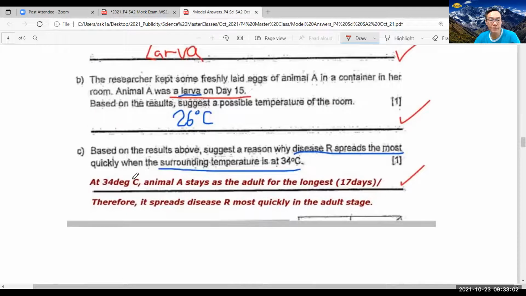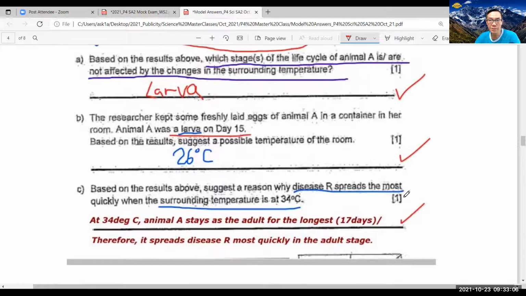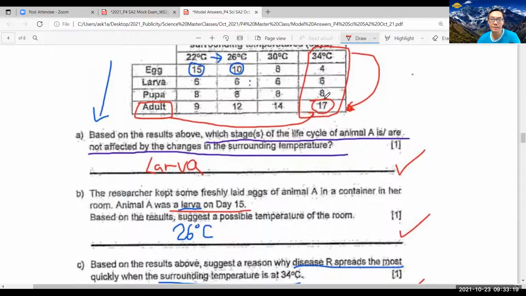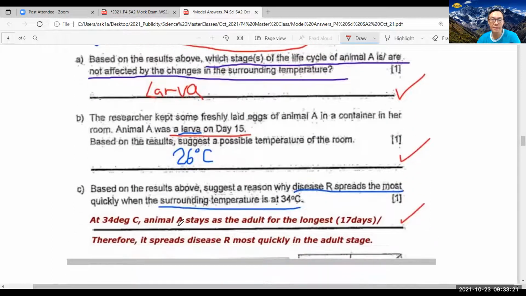At 34 degrees Celsius, animal A, you notice in such questions, usually they don't state the actual name of the animal. They just put animal A. Animal A stays as an adult for the longest. If you see the table, it is 17 days here. Therefore, it spreads disease most quickly in the adult stage.